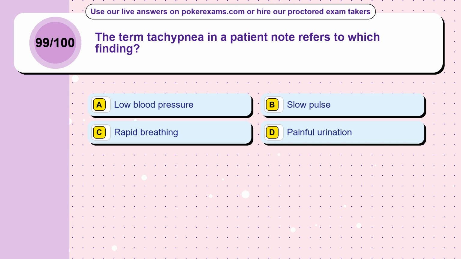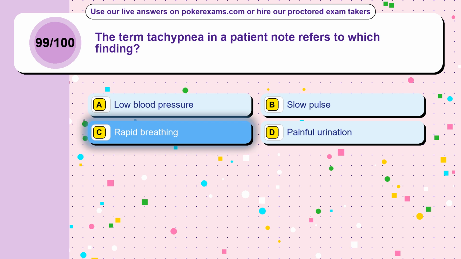Question 99. The term tachypnea in a patient note refers to which finding? Option A, low blood pressure. Option B, slow pulse. Option C, rapid breathing. Option D, painful urination. The correct answer is option C, rapid breathing.